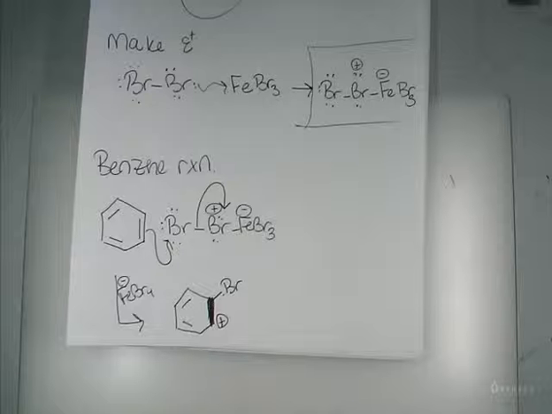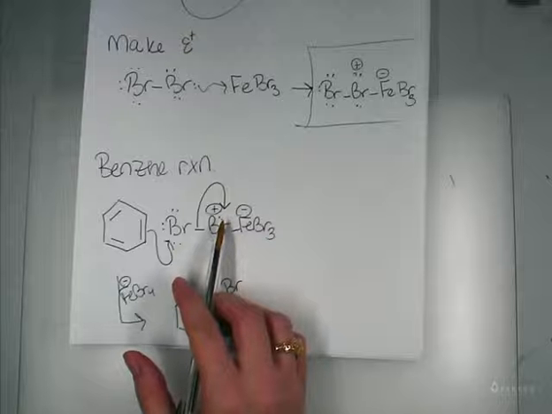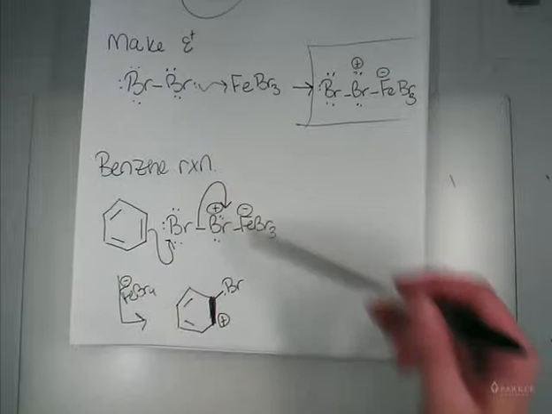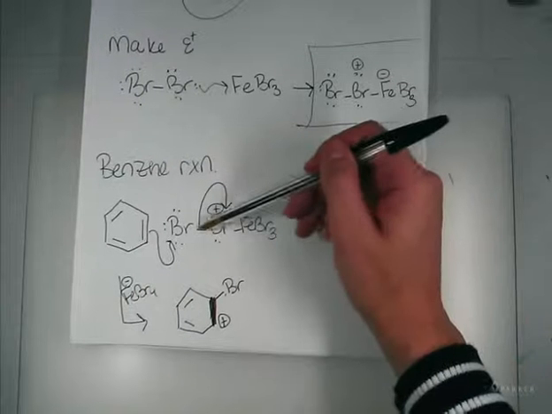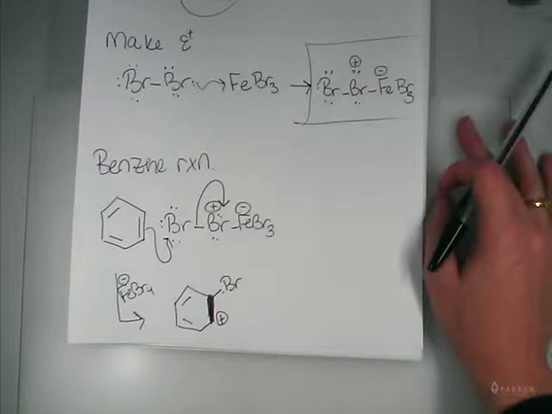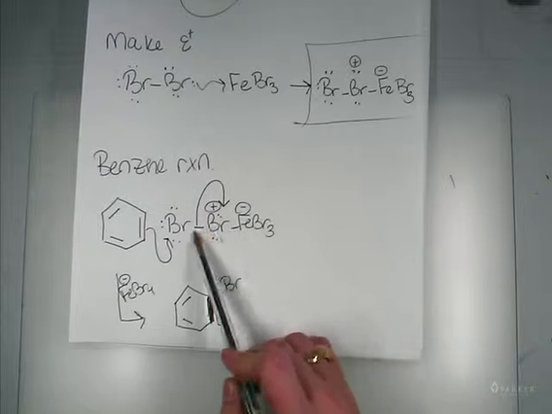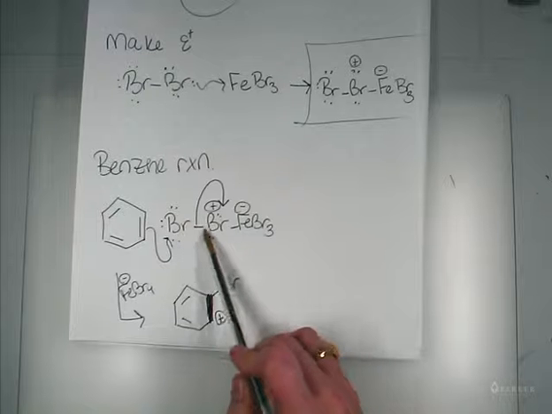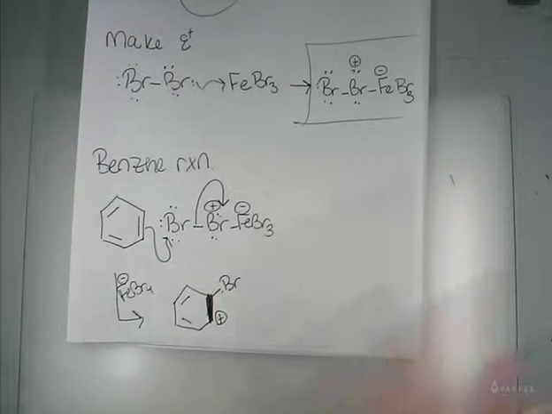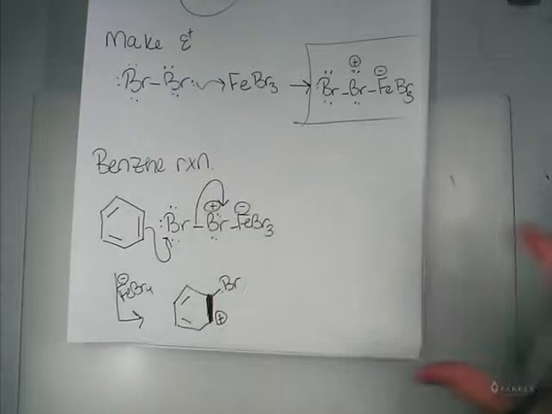So I get the question sometimes, why did the benzene attack this bromine and not this bromine with a positive charge? Because this has a full positive charge, so you would think it's attracted there. The reason is because this bond is basically already breaking. Okay? Bromine, is that electronegative? Yes, it's very electronegative. It does not want a positive charge on itself. So this bond between bromine and bromine is already basically gone. And so it's already getting those lone pairs and leaving.